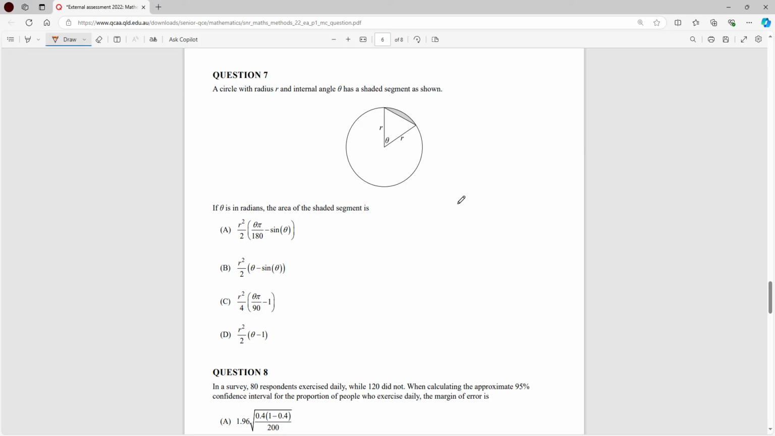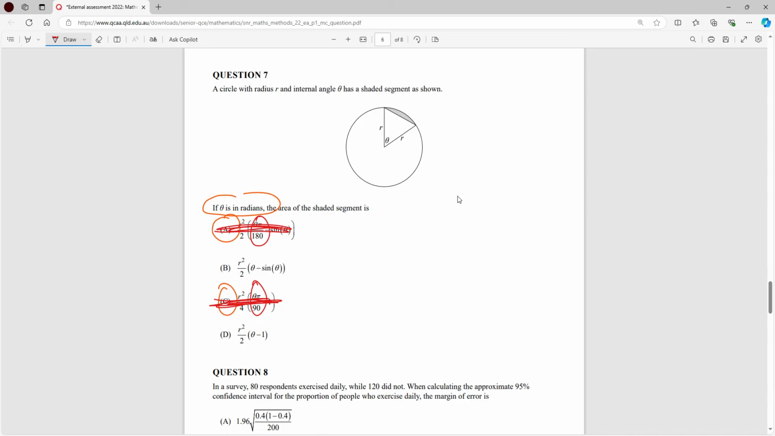Alright, question 7. A circle with a radius r and an internal angle of theta has the shaded segment as shown. If theta is in radians, the area of the shaded segment is given by, and then you're given all these options. Okay, so the biggest hint with these guys here is that it's already given in radians, okay? So any conversion of radians to degrees in the expression is going to be incorrect. So straight away I know that this one and this one are incorrect, purely because of this term here. They're converting from degrees to radians. It's already in radians, so it's neither one of these answers.